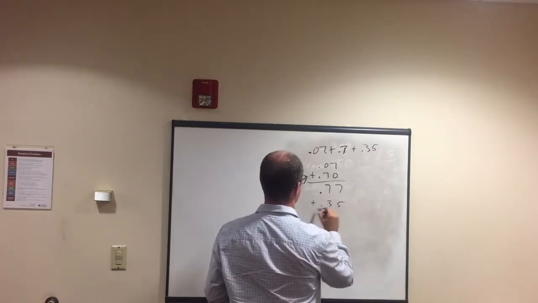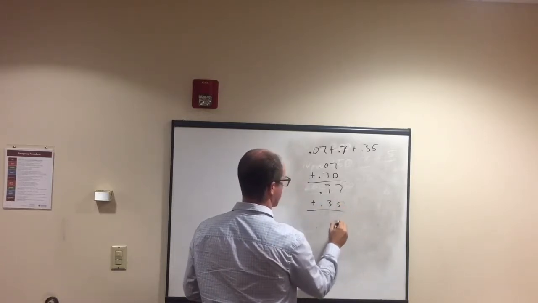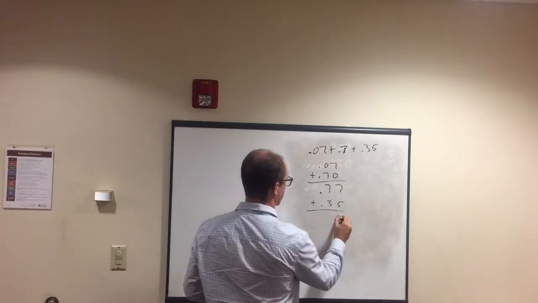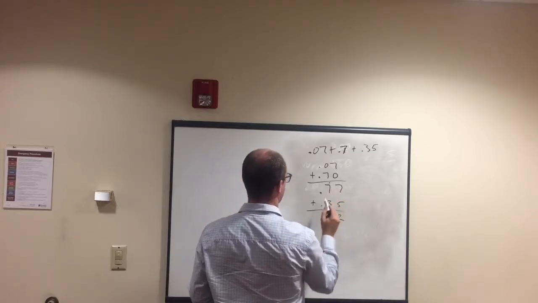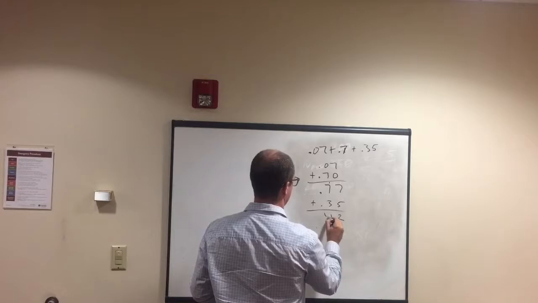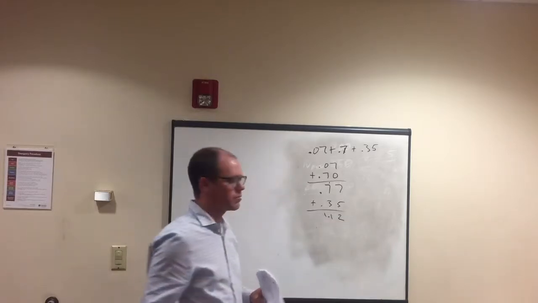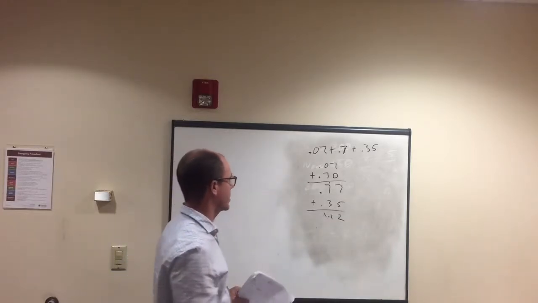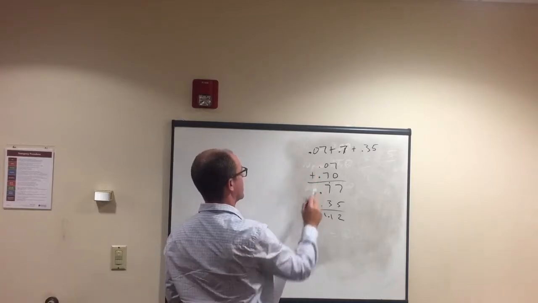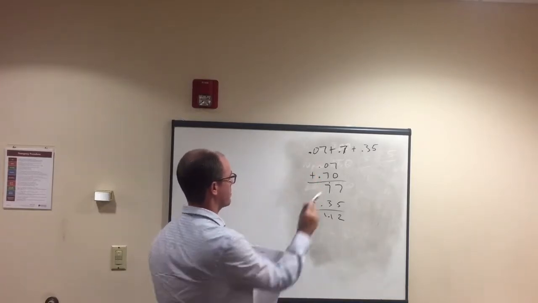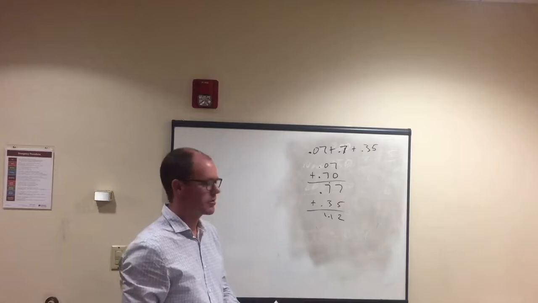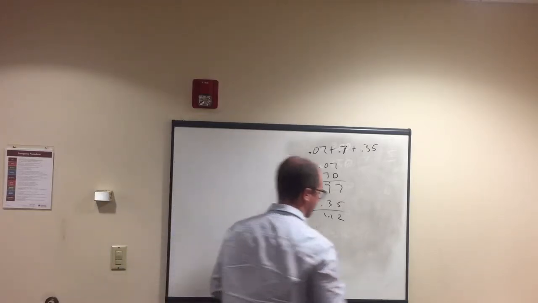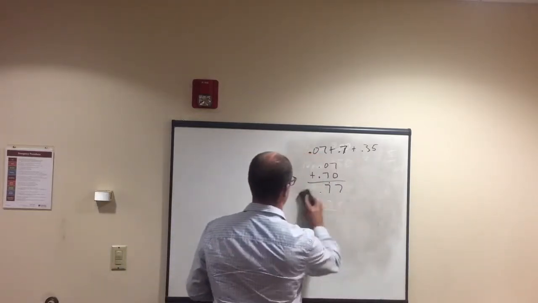Okay, and the second one's easier, plus 0.35. Again, make sure the decimal points line up. And then some basic addition here, 7 plus 5 is 12. Carry that 1, 1 plus 1 is 2, 1.12. All right, that's our answer. And again, the main point here is making sure you get those decimal points to line up. That means you have to add a 0 to something. That's perfectly fine, and that'll get you where you want to go. That's adding decimals.